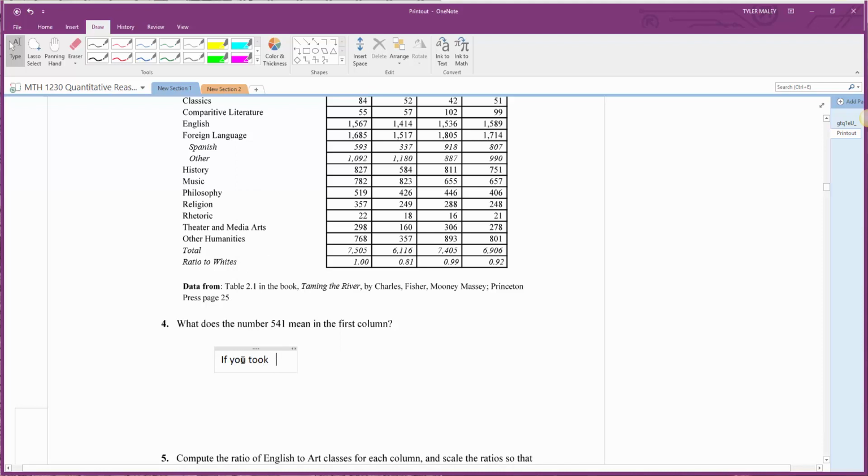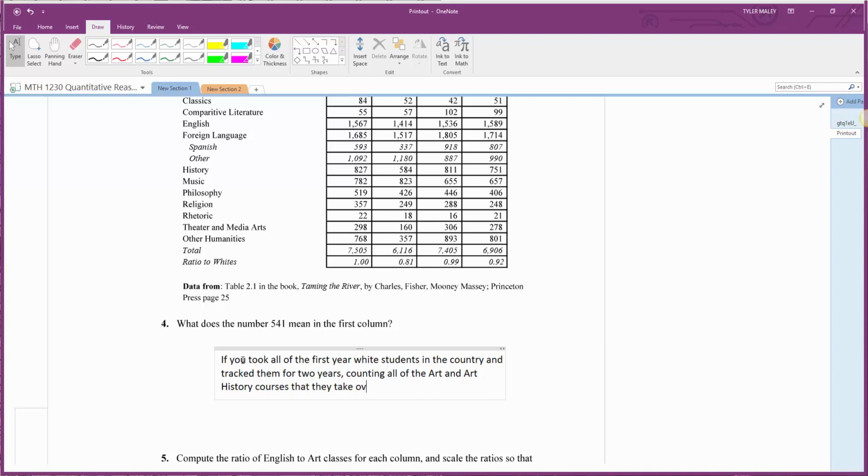If you took all of the first year white students in the country and tracked them for 2 years, counting all of the art and art history courses that they take over the 2 years, and then take the ratio of the total number of such courses to the total number of these students, scaling the second quantity to 1,000, you get the ratio 541 compared to 1,000.